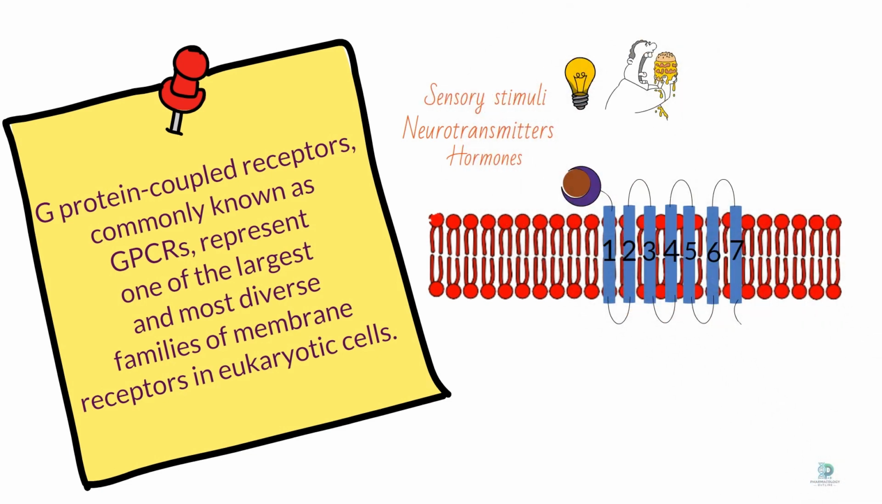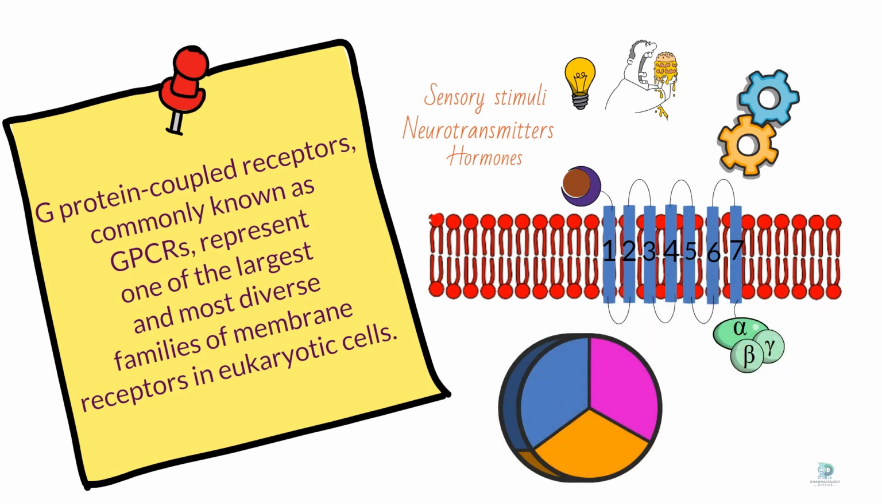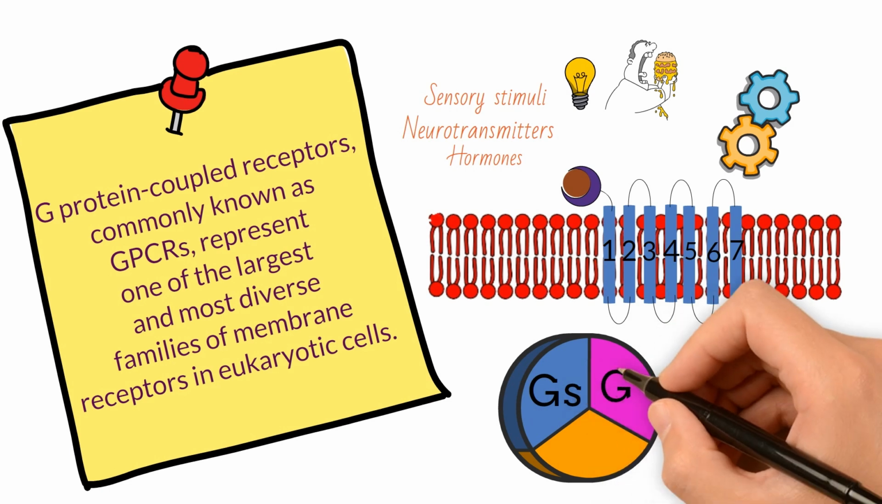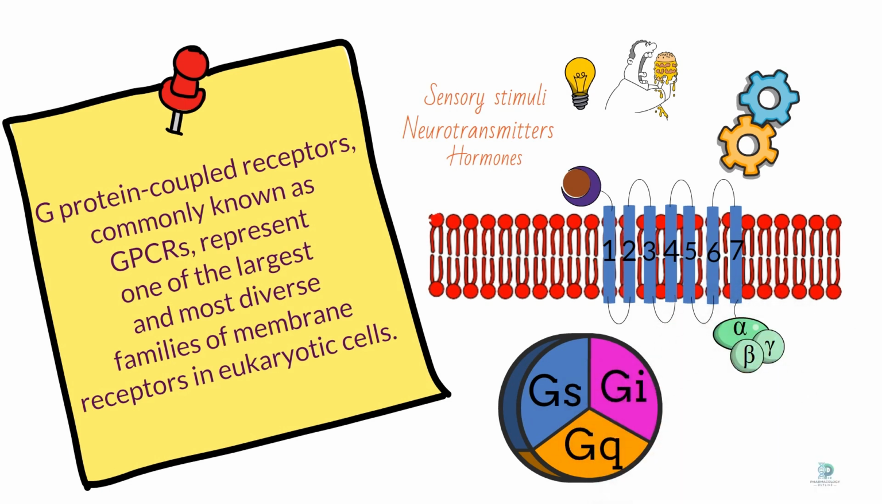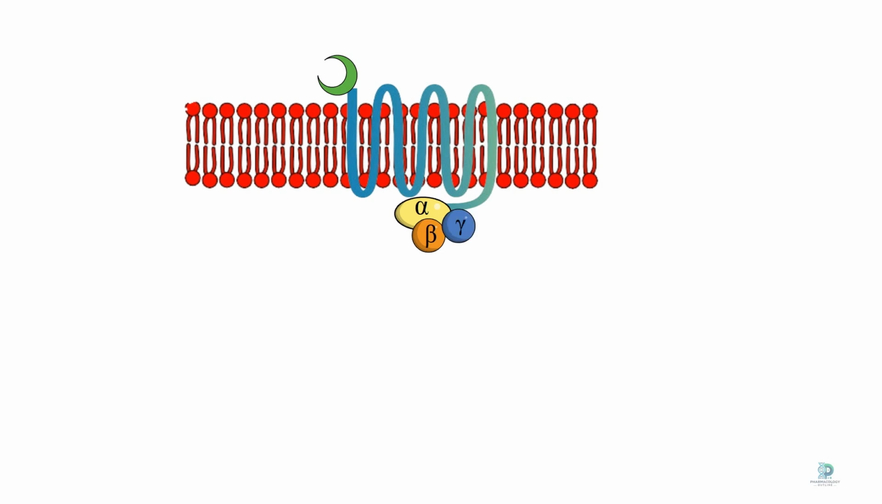When a ligand binds to the extracellular domain, it induces a conformational change in the receptor, which activates an associated intracellular G protein. There are several different types of G proteins, each with a different job. Some of the main ones you'll hear about are GS, GI, and GQ. G proteins are heterotrimeric molecules composed of 3 subunits: alpha, beta, and gamma.